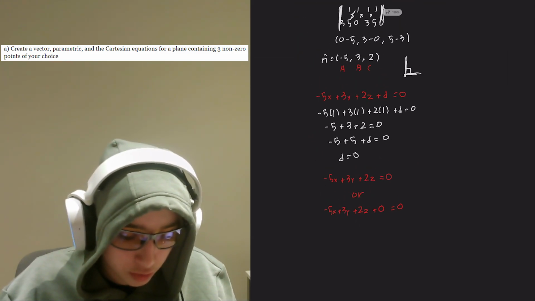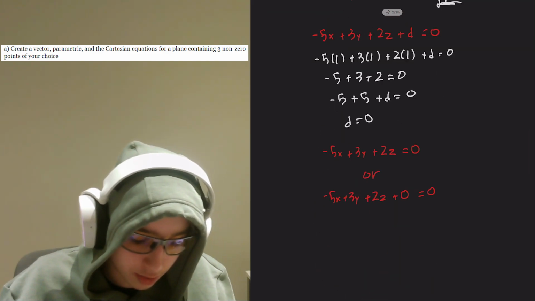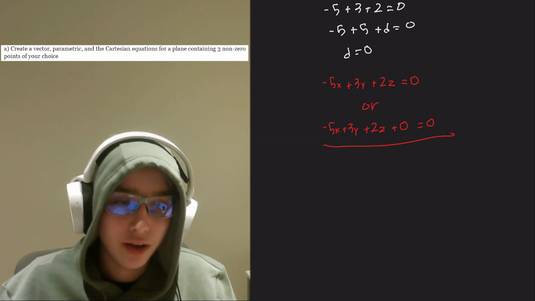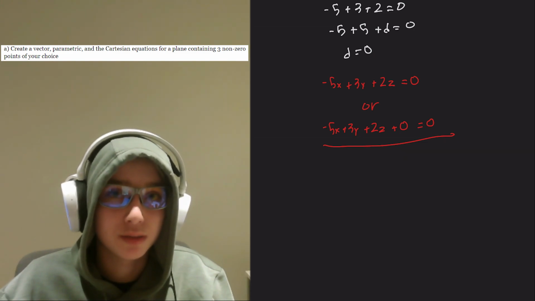But yeah, that's our first question done. We got our vector equation right here, our parametric equation right here, and our Cartesian equation right here, and all of these equations represent the same plane. Let's move on to question B.